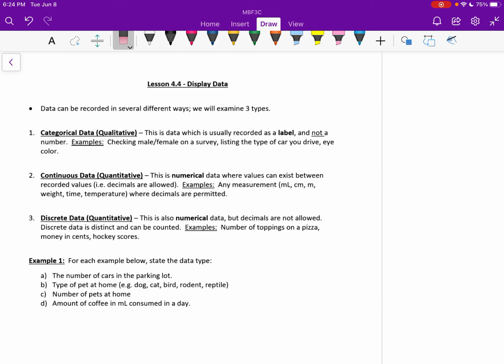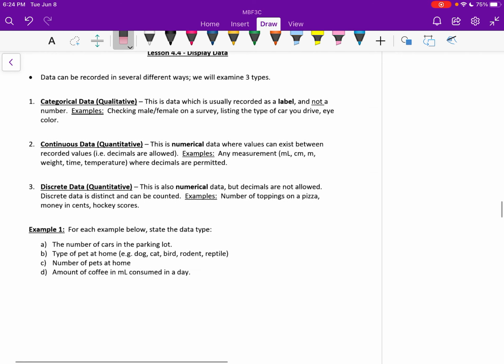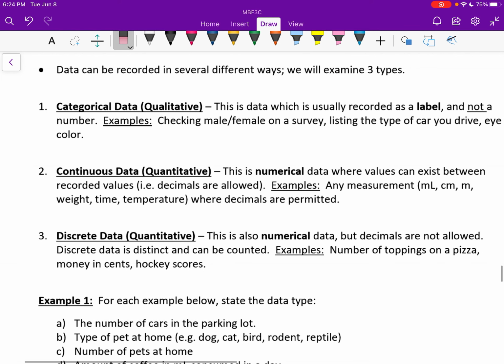So let's go on to lesson 4.4, to the next part, which is displaying data. So data can be recorded in several ways, right? We're going to look at 3 different types. We have categorical data, which is qualitative data, right? This is data that you usually record as a label.